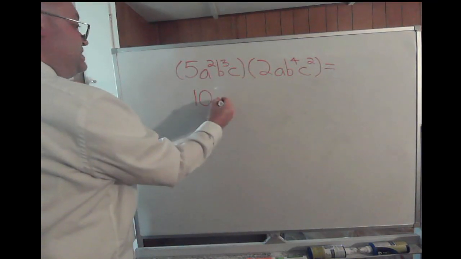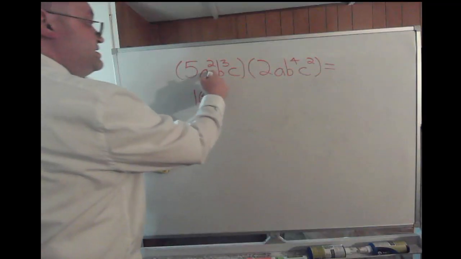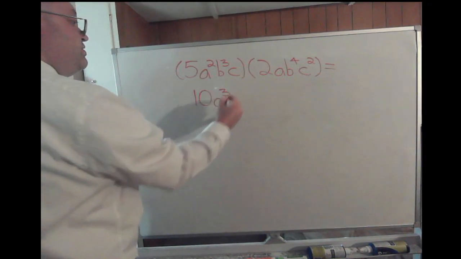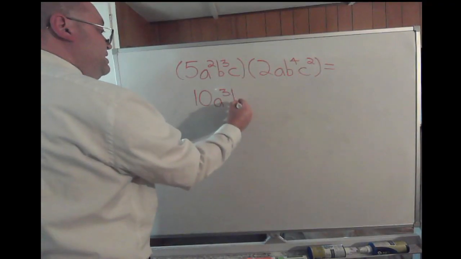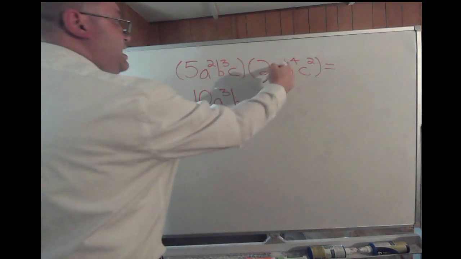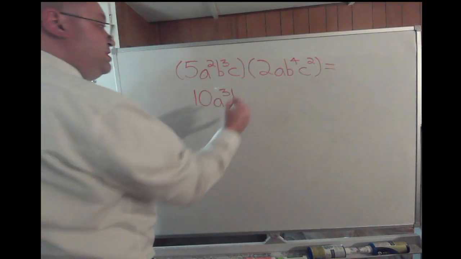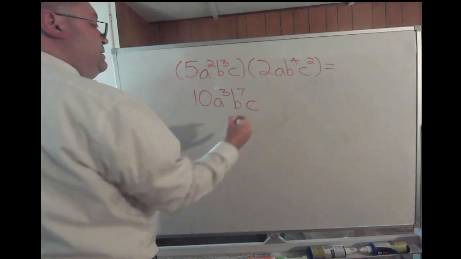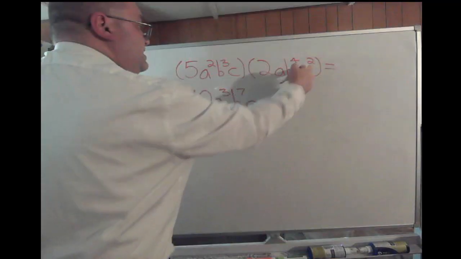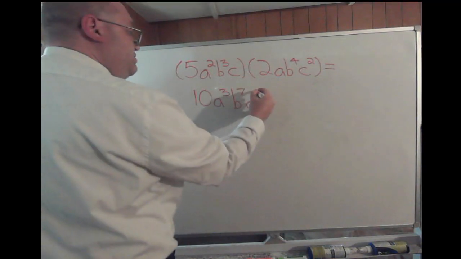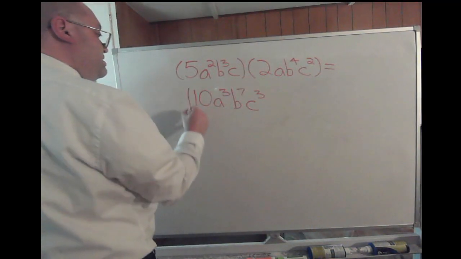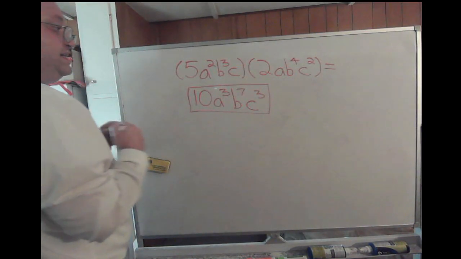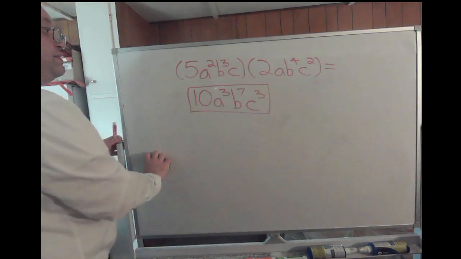Then you have your base a. You have a to the second times a to the first, so a to the 2 plus 1, that'd be a to the third. Then you have your base b. You have b to the third times b to the fourth, so b to the 3 plus 4 is b to the seventh. Then you have your base c. You have c to the first times c to the second, so c to the 1 plus 2 is c to the third. So the answer you should get for this is 10a to the third, b to the seventh, c to the third.